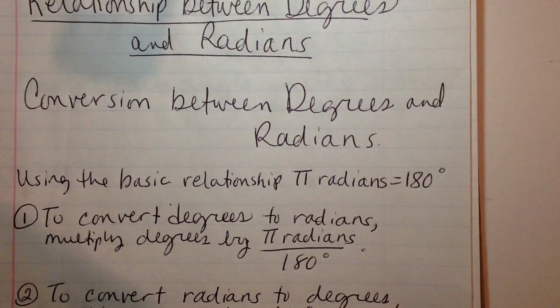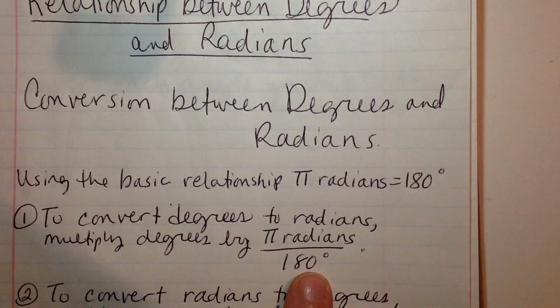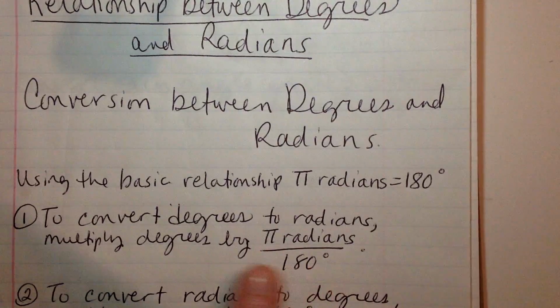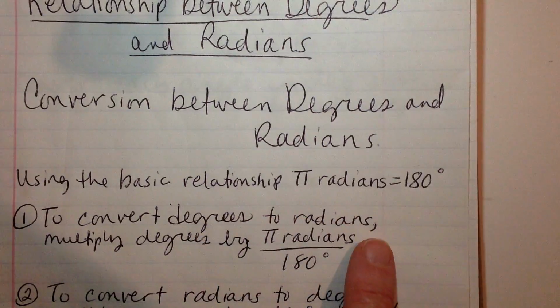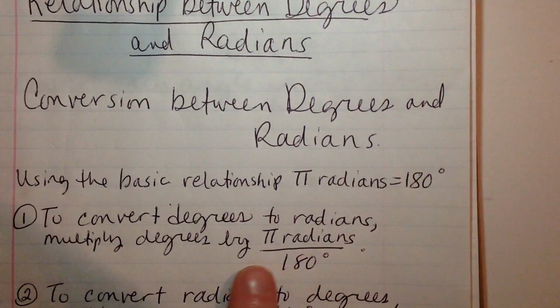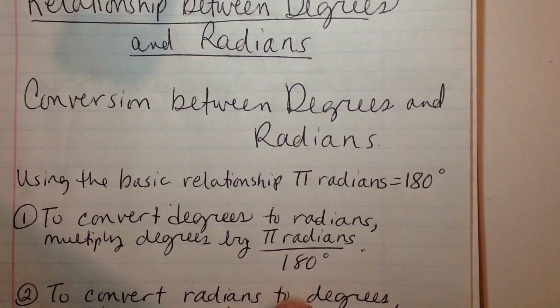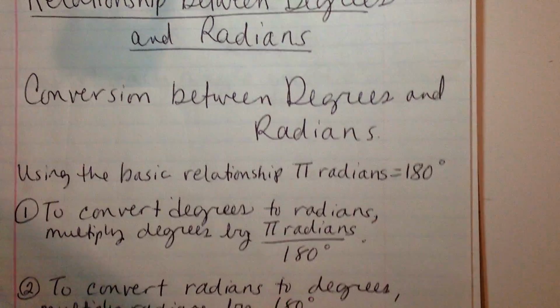Number 1. To convert degrees to radians, multiply degrees by pi radians divided by 180. So anytime we're given an angle in degrees and we want to convert it to radians, we will multiply by pi radians divided by 180.